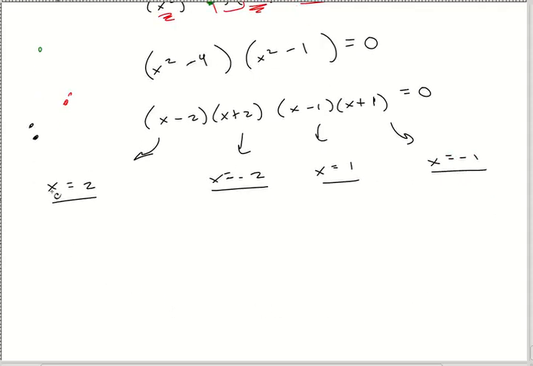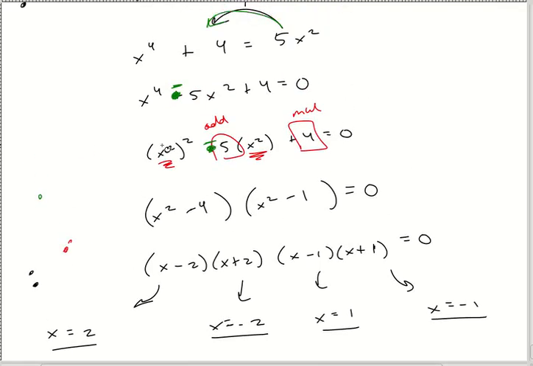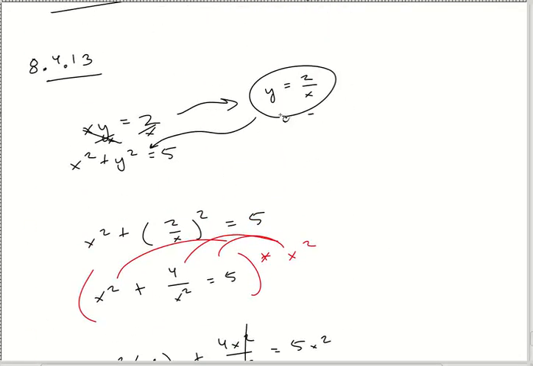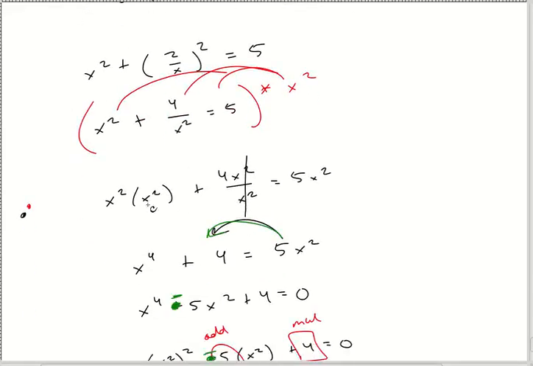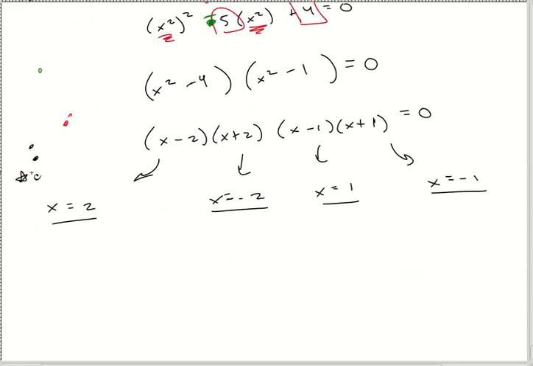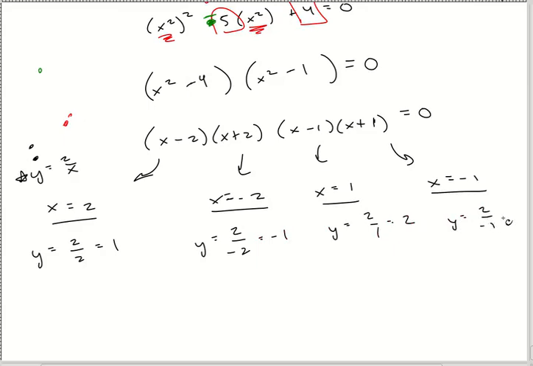And then I need to solve for y on each of these. What was my formula for y? This guy. 2 over x. Let me just put that on the side here. Y is equal to 2 over x. So then my y is equal to 2 over 2. Y is equal to 2 over negative 2. Y is equal to 2 over 1. Y is equal to 2 over negative 1.